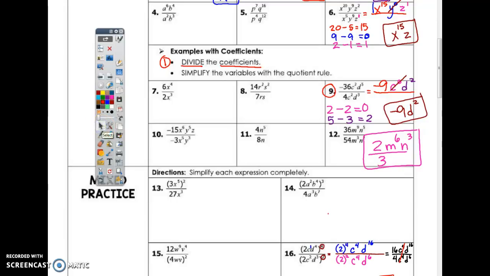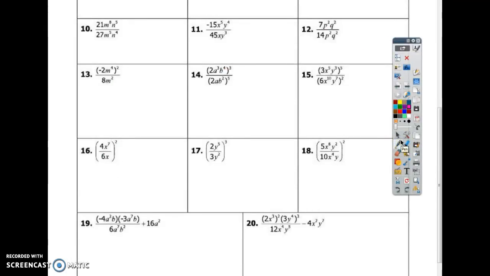Keep going. Okay, if you turn the page, I'm going to do problem 13 and 16 real quick. Just for more practice. Number 13, I'm going to do -2 to the power of 2. And then I'm going to multiply 4 times 2 because that's for my m. M to the power of 8. 4 times 2 is 8. You multiply. And then at the bottom it stays the same. So 8m squared.